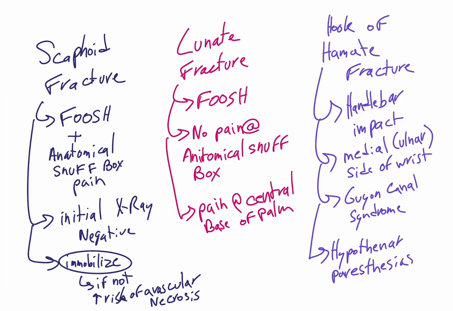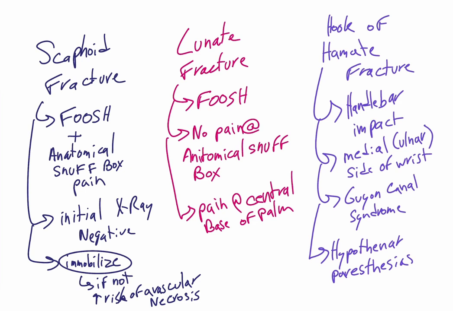Now, in terms of the hook of the hamate fracture, typically this is caused by handlebar impact, so think of bikers. This is located at the medial, aka the ulnar side of the wrist. This can lead to Guyon canal syndrome, which is the entrapment of the ulnar nerve at the wrist. This presents with hypothenar paresthesias and numbness.